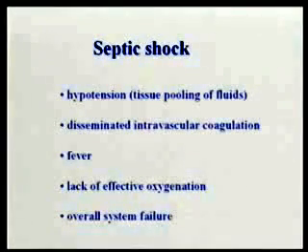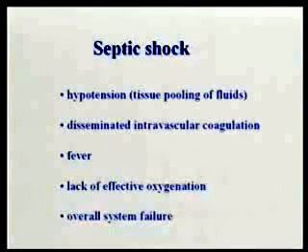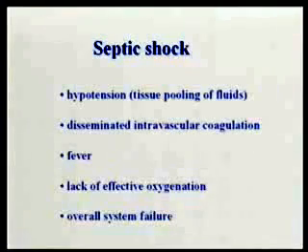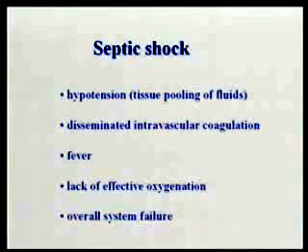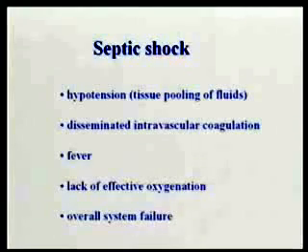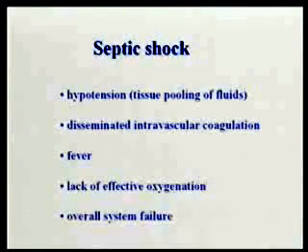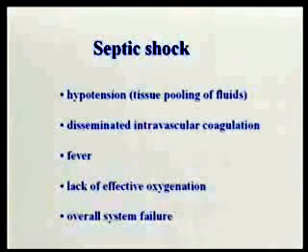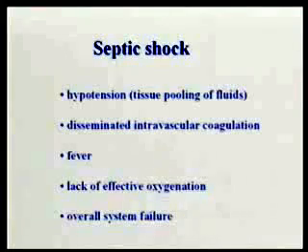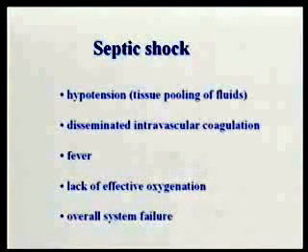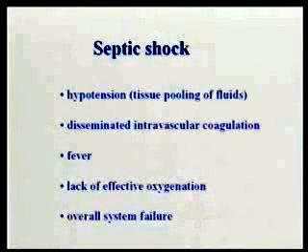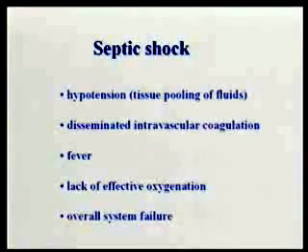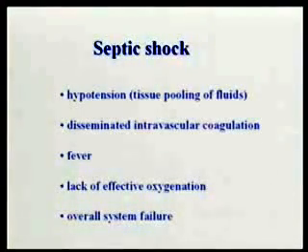Septic shock is particularly what we think about when we're exposed to endotoxins. That's the point I was trying to make earlier: endotoxin refers to where the organism has this substance, but it doesn't mean that it's stuck there. If an organism gets degraded, the lipopolysaccharides, the endotoxins, can be released into the bloodstream, and they can and do cause severe disease and often death. This is the sort of thing that happens in septic shock. Typical features of septic shock: hypotension, disseminated intravascular coagulation, fever, lack of effective oxygenation, and most important of all, overall system failure.